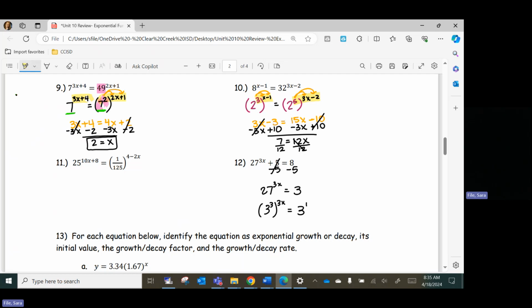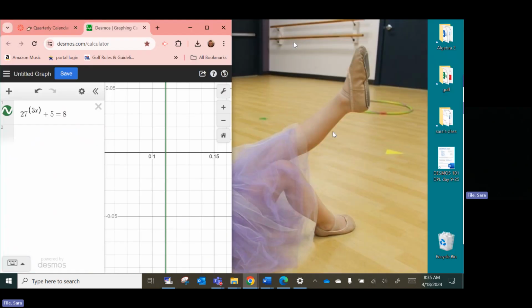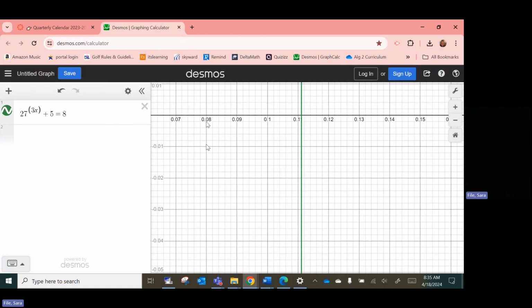So that means then that I can write these exponents equal to each other. So that would be 9x equals 1. And then I would have to divide out the 9. So x is 1/9. So up here it was 7/12. Here I get 1/9. And you can check that with where we said that looks like it's at like 0.11.